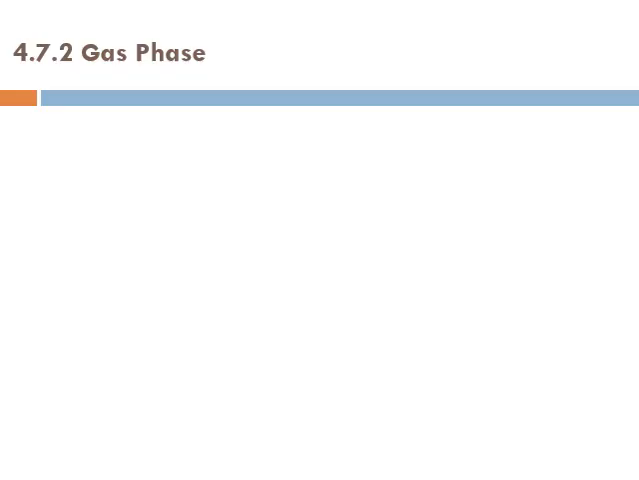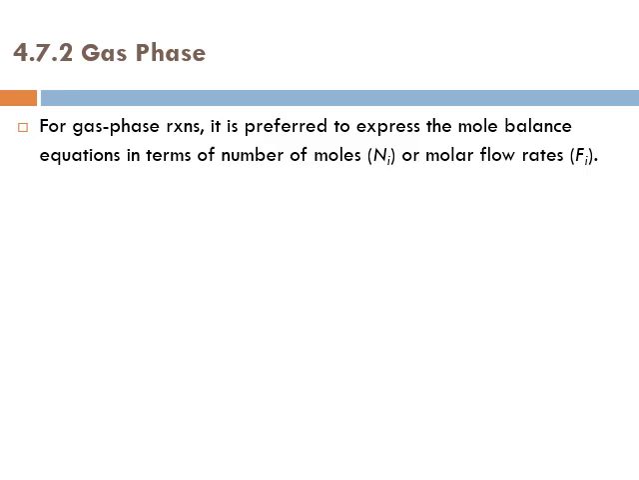Let's go to the gas phase and see what happens if we have a gas phase reaction, and X is not my preferred variable. For gas phase reactions, it is preferred to express the mole balance equations in terms of number of moles or molar flow rates. So if you're not going to use X, you might want to use Ni or Fi.